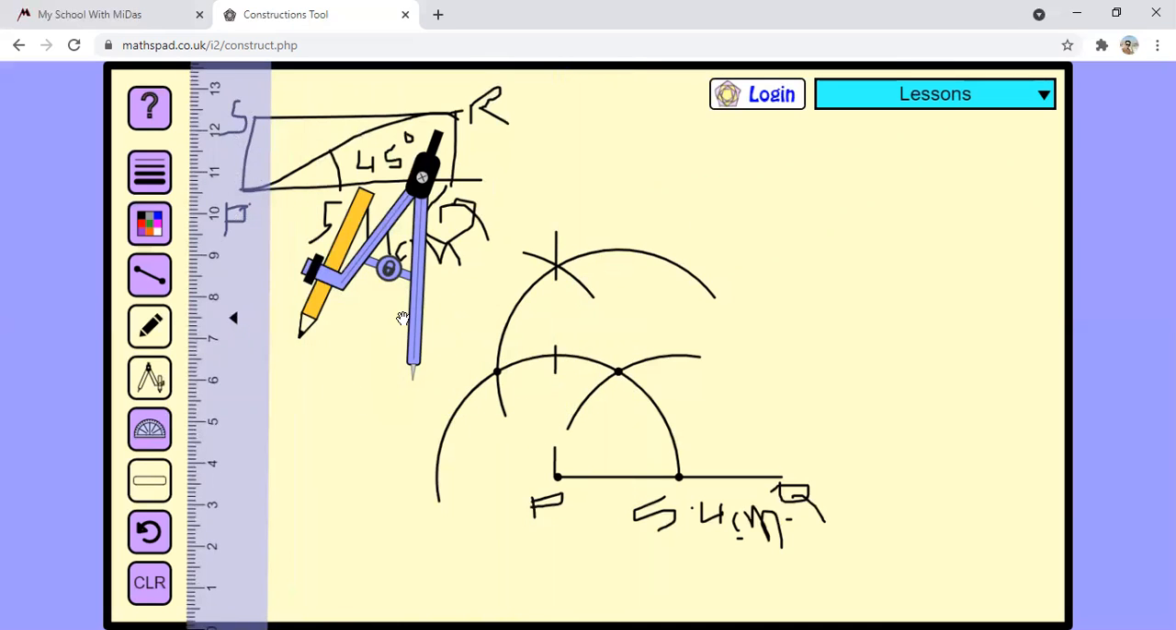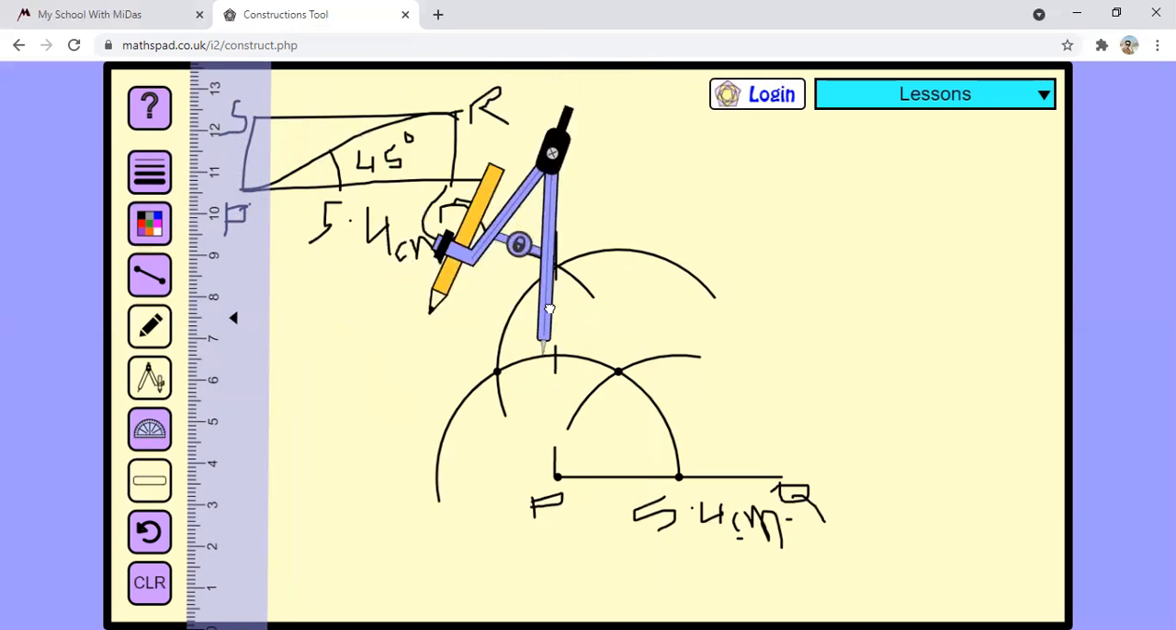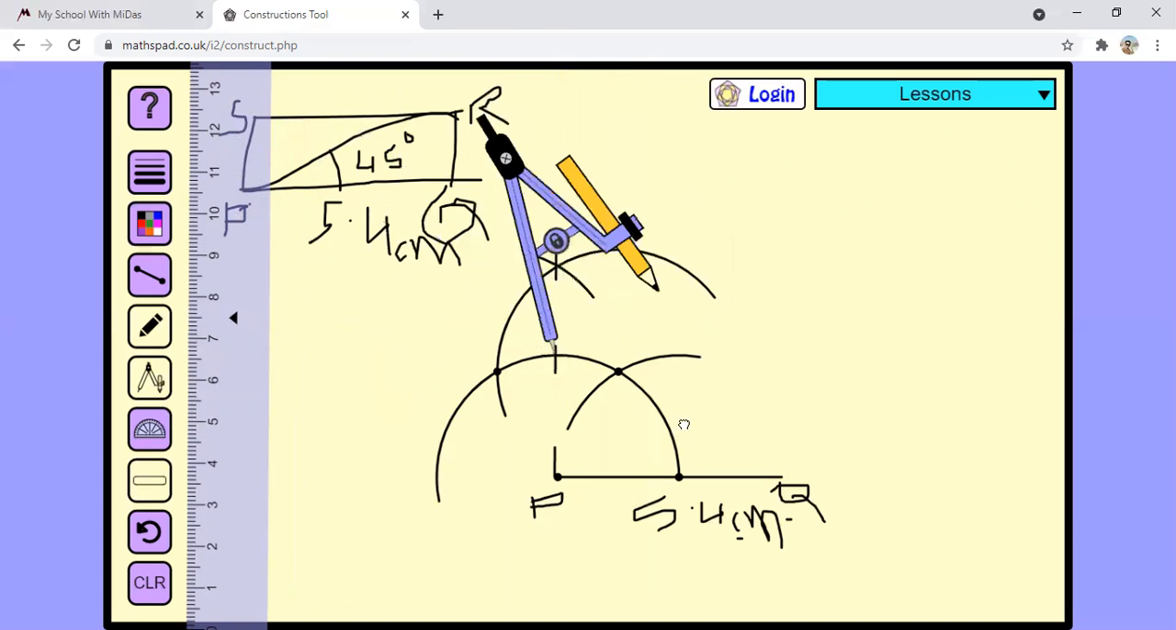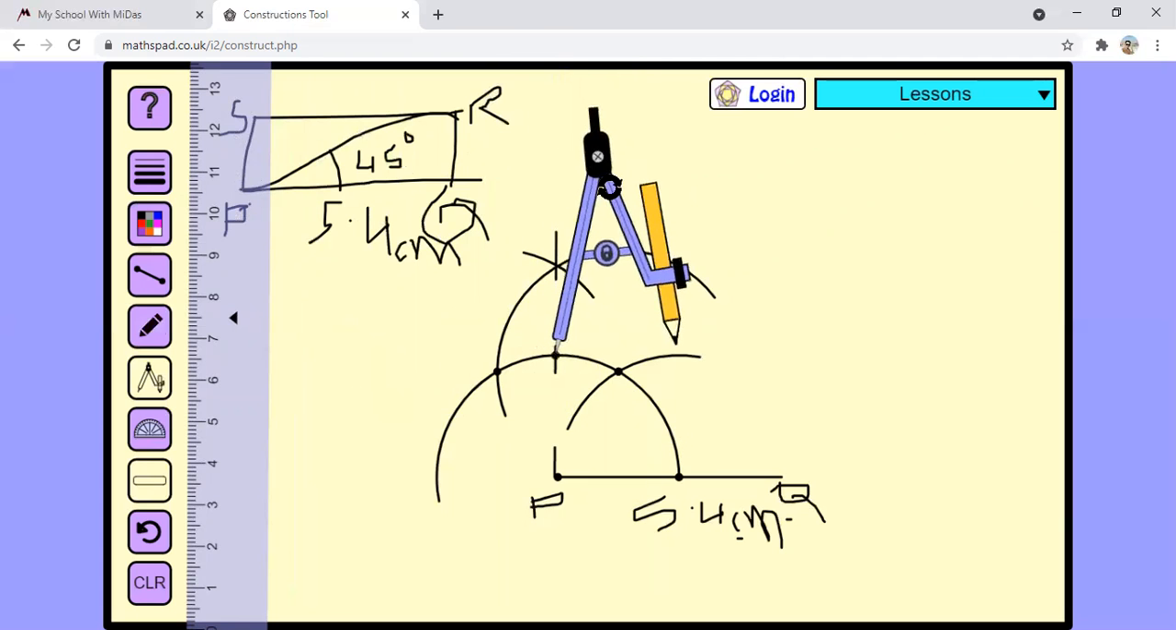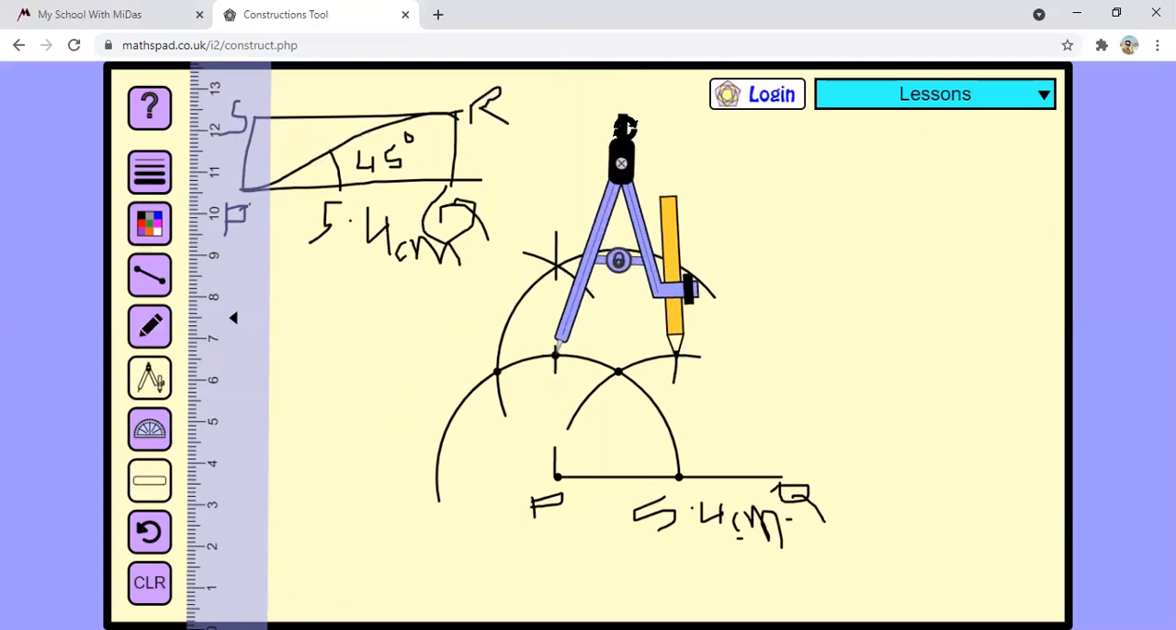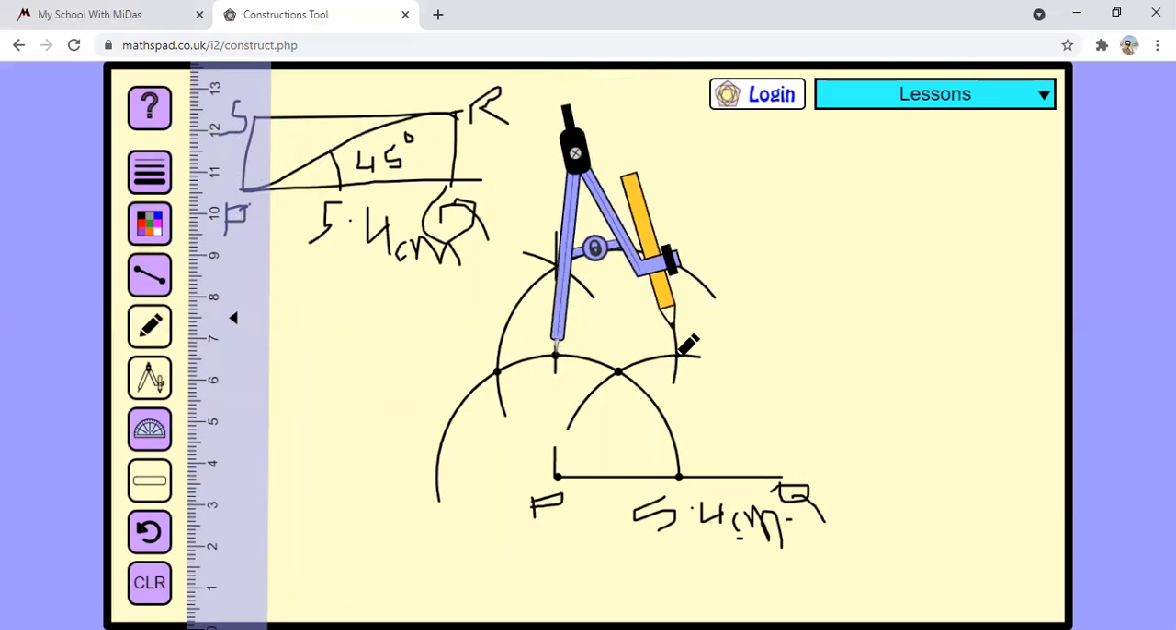Now we have to put the compass where the 90 degree line has cut the main arc. We are putting the compass there, then moving the compass and marking this side. Wherever it is cutting, this cutting point is the point for 45 degree.